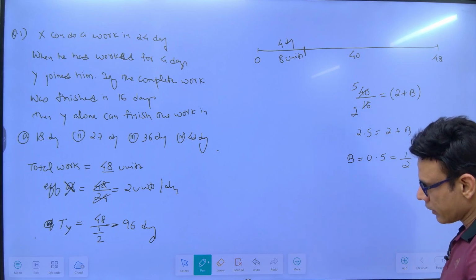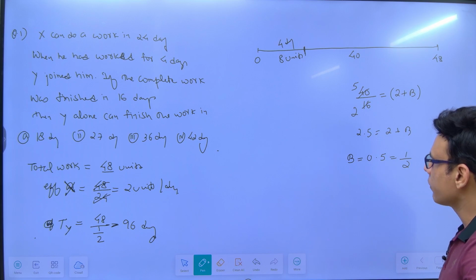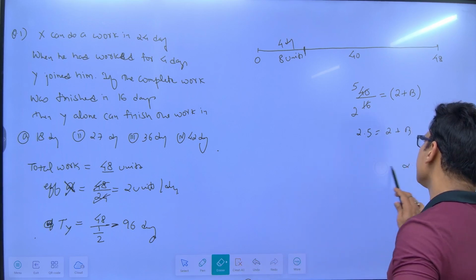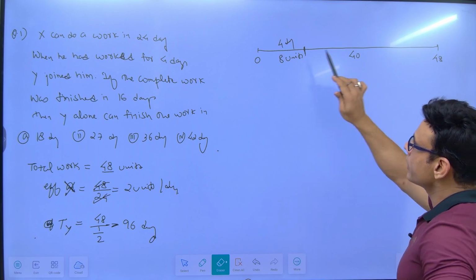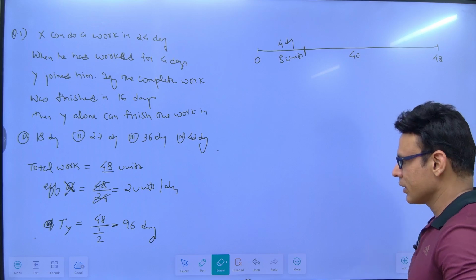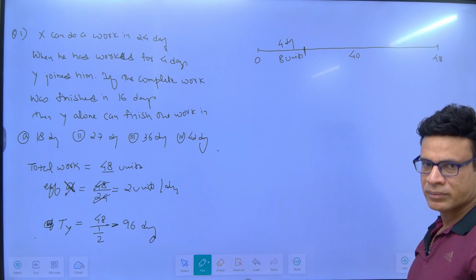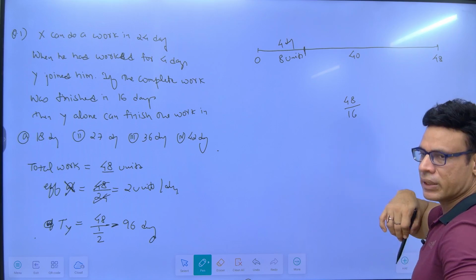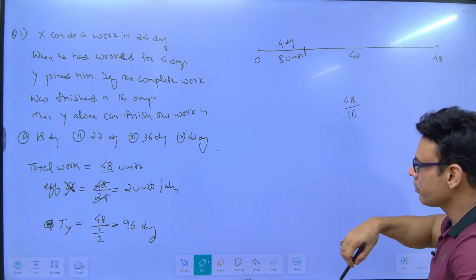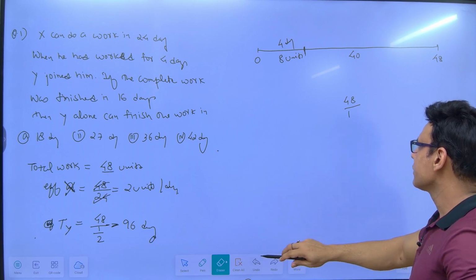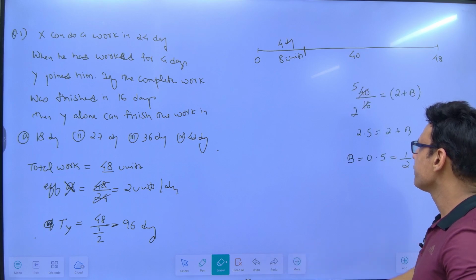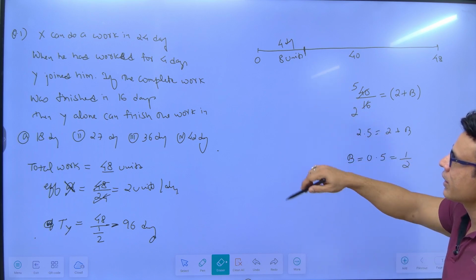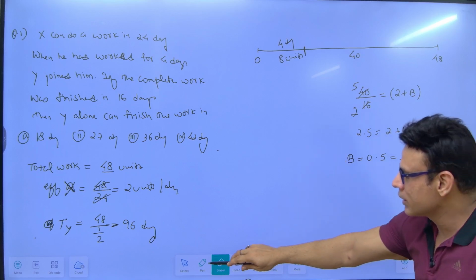Another way, I think I have to take one more interpretation of this question. With that, you can get the answer. I think total work was finished in 16 days. Total work, 48 units, was finished in 16 days. But in that case too, you'll still get the same thing. Total work was finished in 16 days, so this is 4 days. Remaining 40 units in how many days?